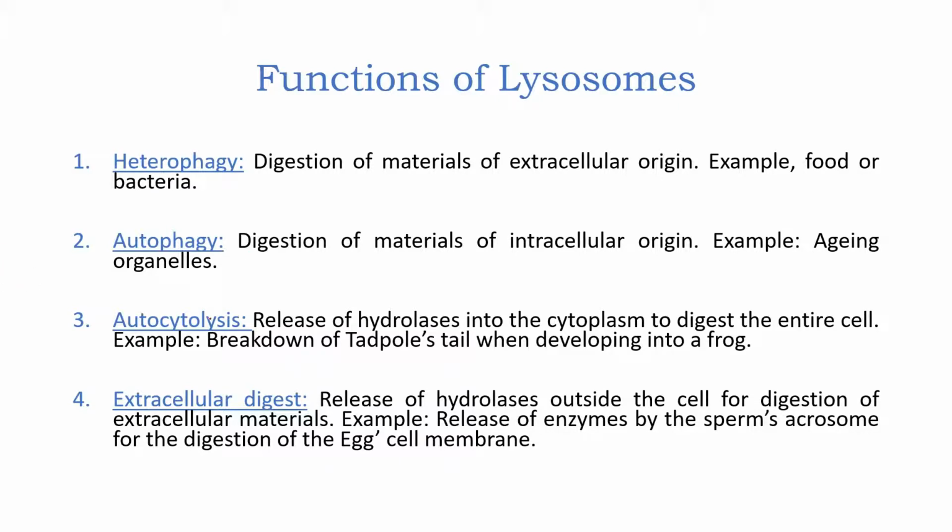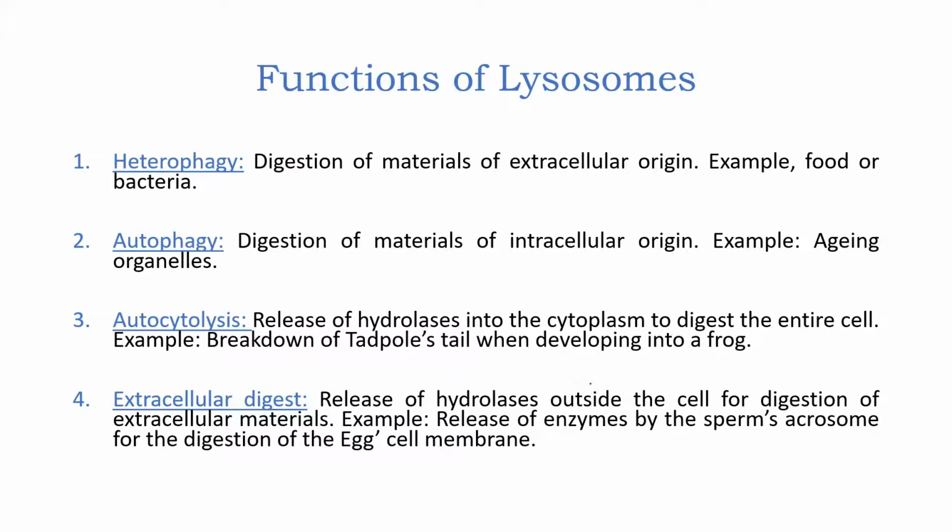Now, the third function is autocytolysis, that is the release of hydrolases into the cytoplasm to digest the entire cell. So, suppose a cell is not functioning properly, or there is some problem in the biogenesis of the cell. That is when all the lysosomal enzymes will be released into the cytoplasm, and the entire contents of the cell will be digested by the acid hydrolases of the lysosome. And this process is called autocytolysis. Auto means self, cyto means cell, and lysis means breakdown. So self-cell breakdown is called autocytolysis.